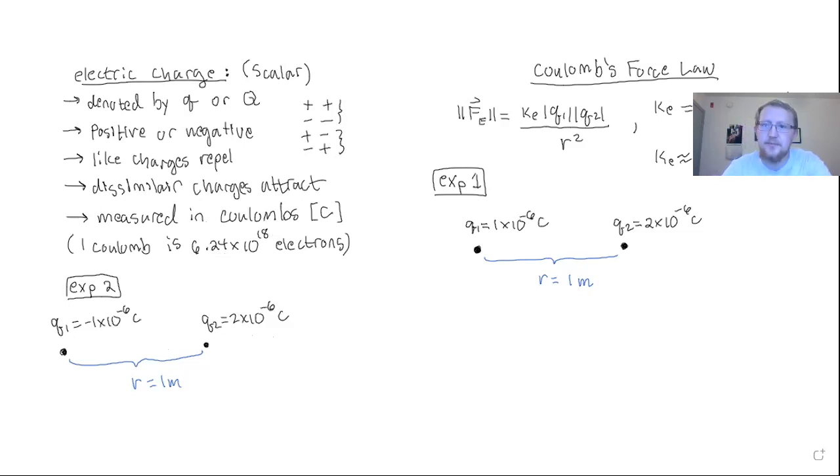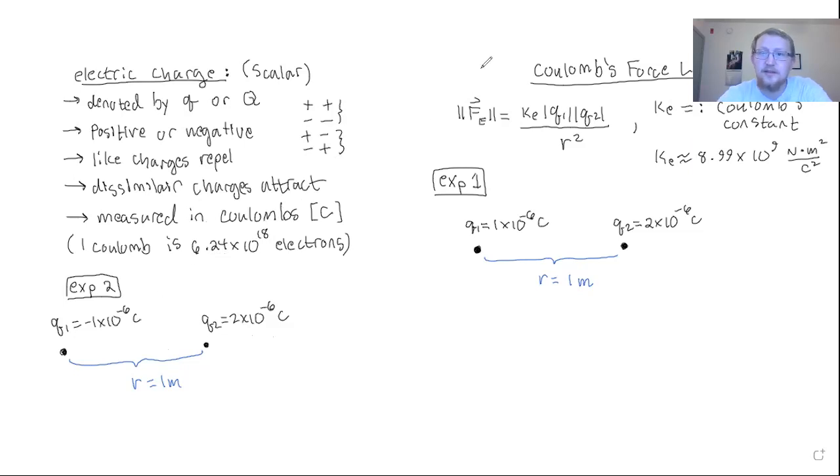All right, so let's start with Coulomb's force law. Coulomb's force law states that the magnitude of the electric force between 2 charged particles is equal to a constant times the magnitude of the first charge times the magnitude of the second charge divided by the shortest distance between the 2 charges squared. All right, so K sub E is Coulomb's constant. It's approximately 8.99 times 10 to the 9 newton meters squared per coulomb squared.